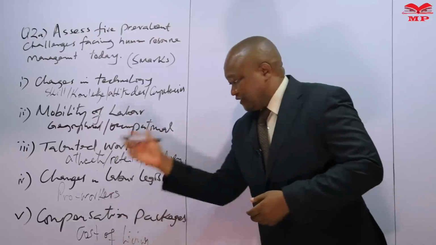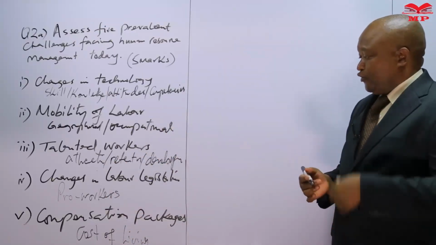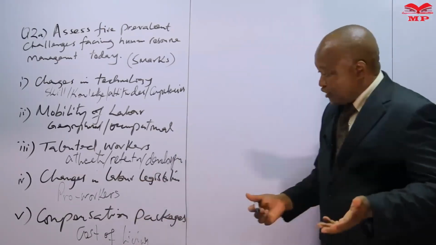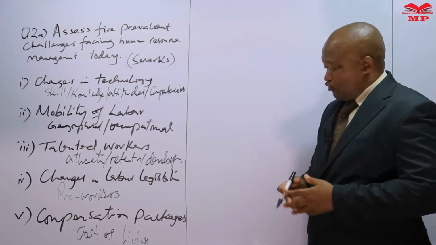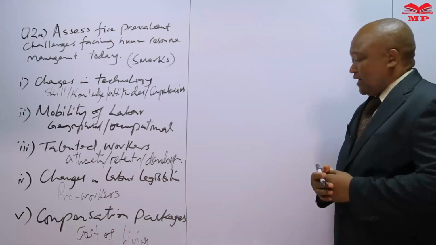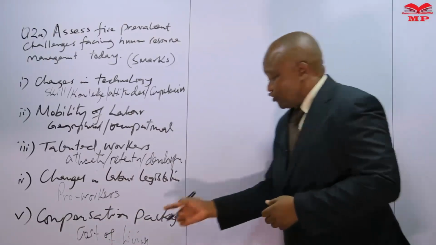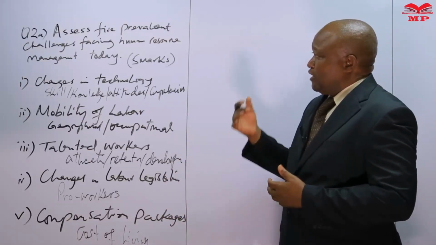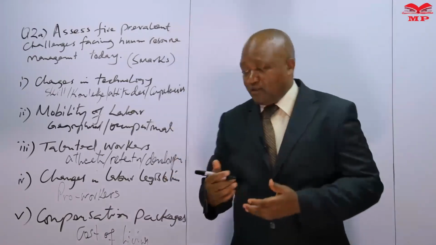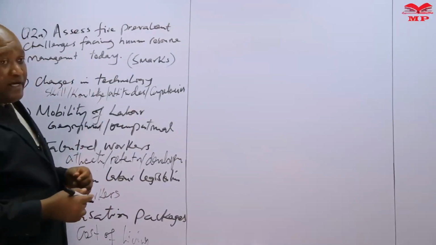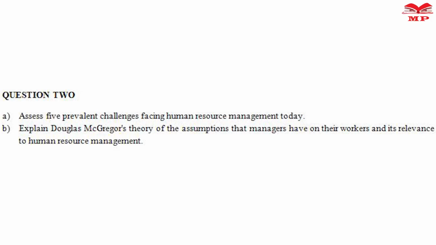Then changes in labor legislation, which is pro-workers in relation to employment law, industrial relations laws, occupational safety and health, and also constitutional provisions that are increasingly giving workers room to articulate their demands. Then issues of compensation packages, in relation to the cost of living, are also a challenge that organizations are grappling with. These are some of the prevalent challenges which candidates can use to assess and build on to provide an answer to this question as required by the examiner. So that is question 2, part A.